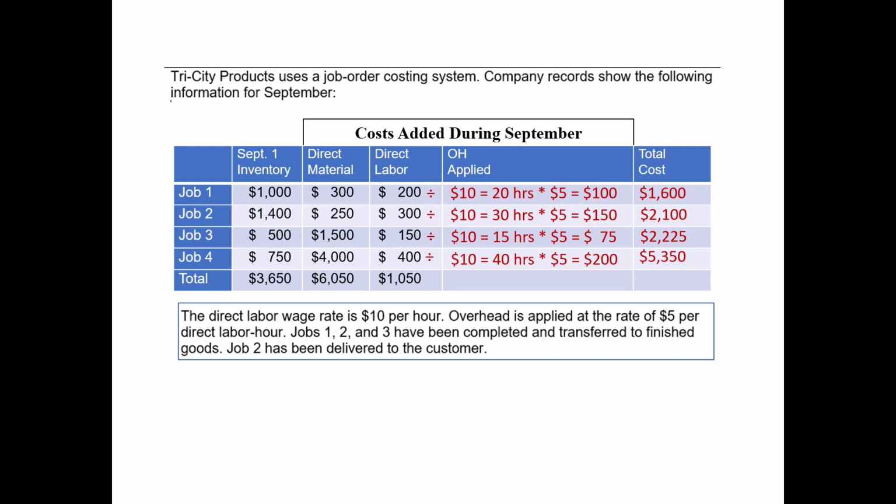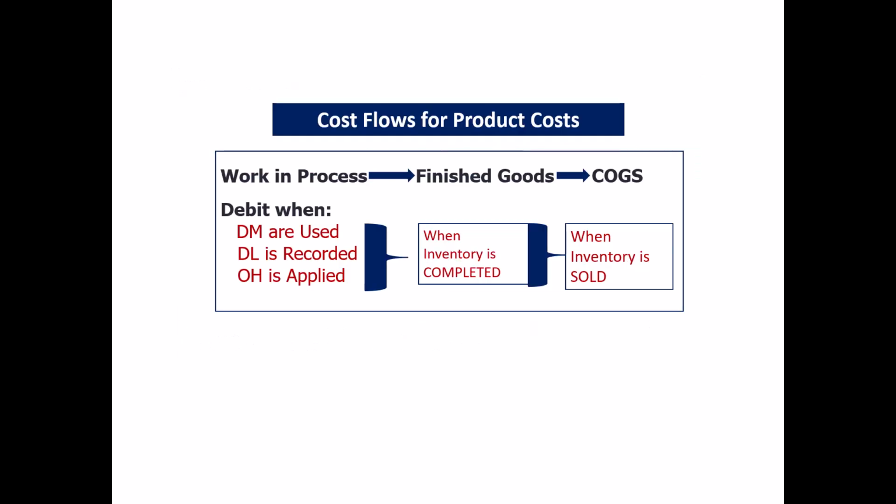Now that we have computed the total cost of each job, we're going to be able to more easily answer the questions that follow. Now, it is worth recalling that all product costs start out in work in process inventory. They go to finished goods inventory when units are completed, and those same costs go to cost of goods sold when inventory is sold.